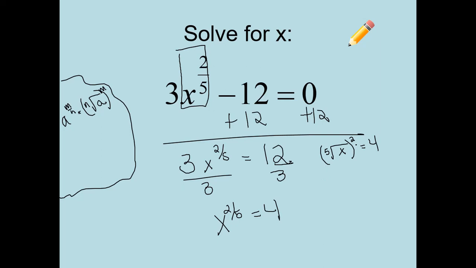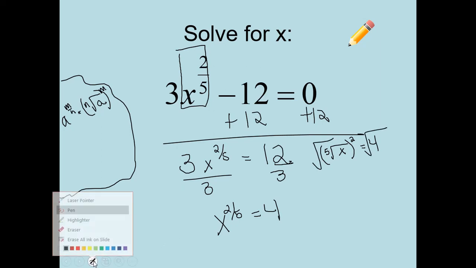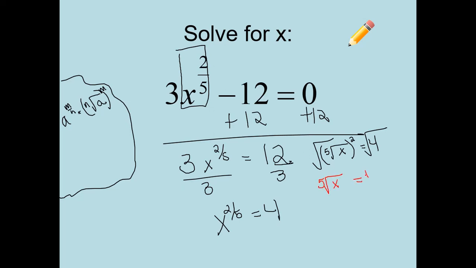So now I need to solve. I can't do anything with this 5th root because it's inside the squared. So to undo my squared, I have to square root. But what happens when we square root? We've gotten plus and minus, right? Because when I square root and I'm solving, I get a plus or minus. So now I have the 5th root of x equals plus or minus 2. That's because of me taking a square root that I get the plus or minus. Now to get rid of that 5th root, I'm going to take it to the 5th power. So plus or minus 2 to the 5th power, 32, positive 32 and a negative 32.